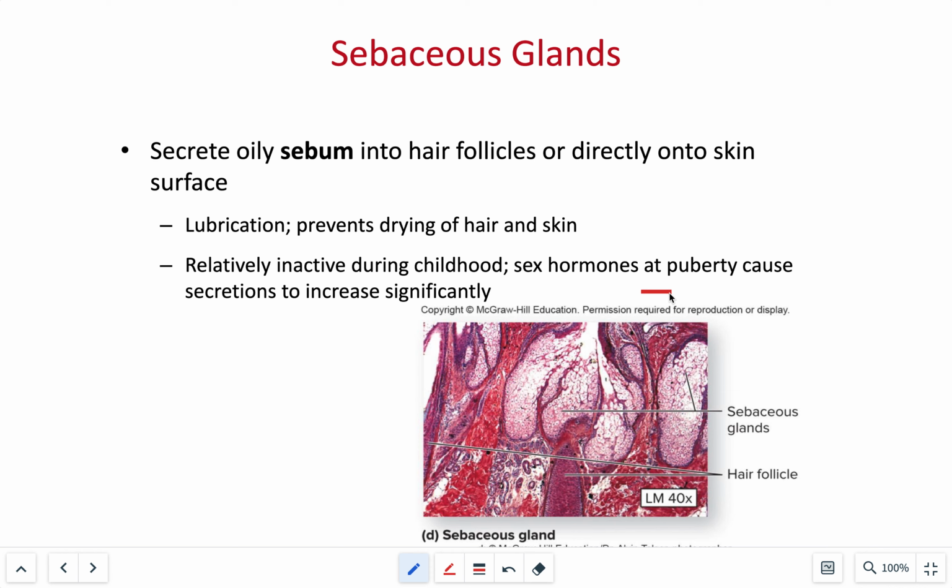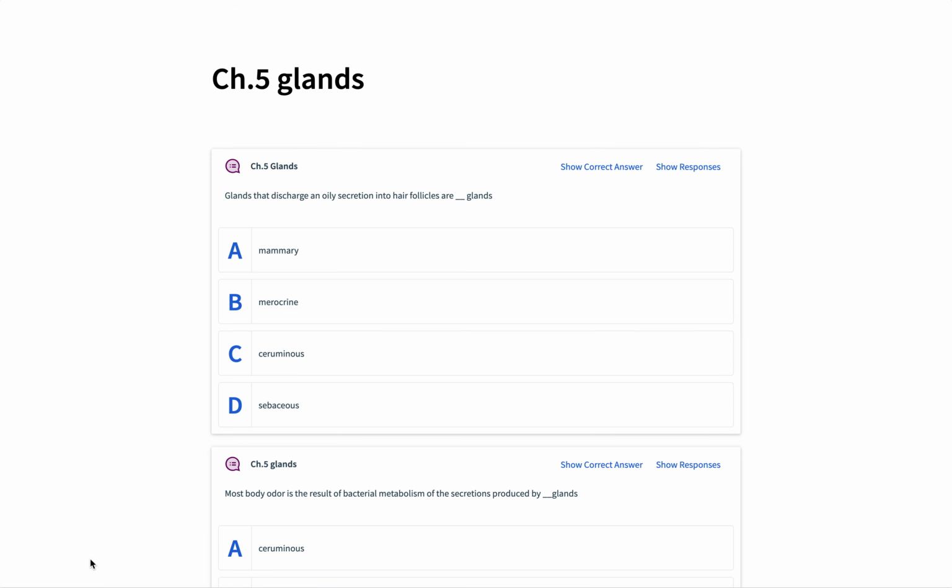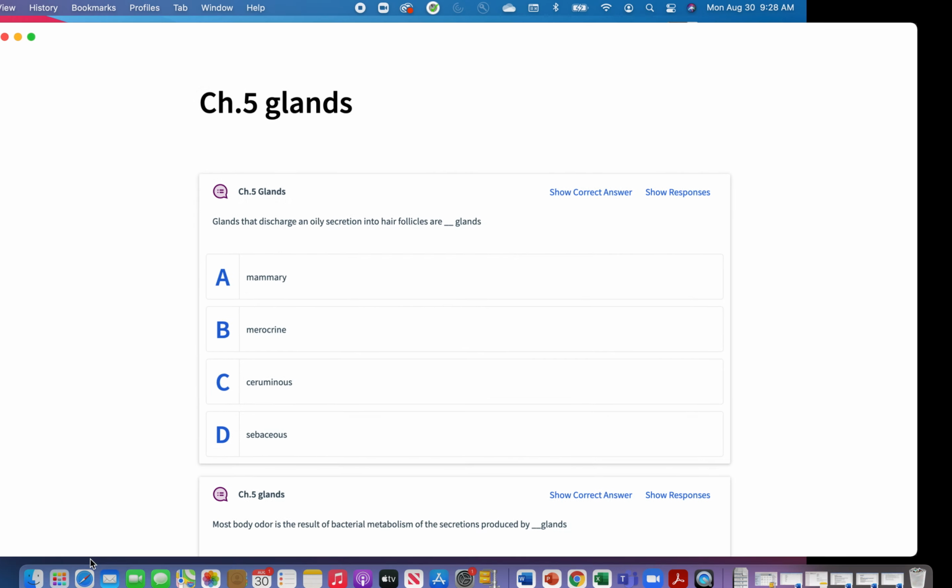They also have the ability to kill bacteria, but this oily secretion can also become infected by bacteria, causing inflammation of the hair follicle, and we call that folliculitis. So that concludes the remote learning on the exocrine glands of the integument system.